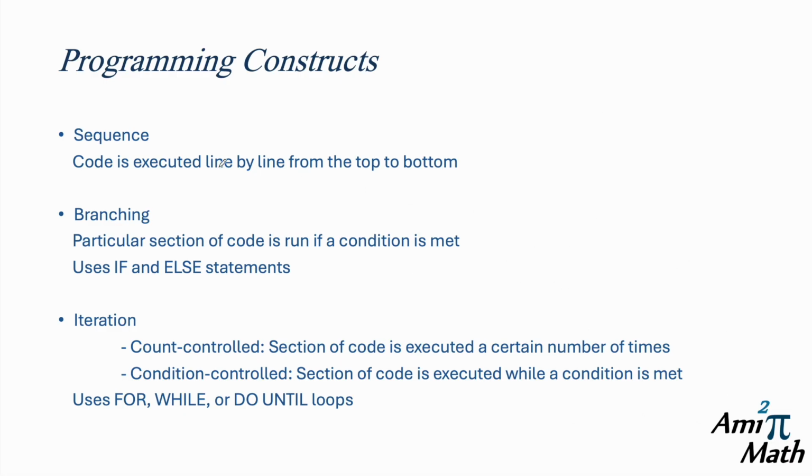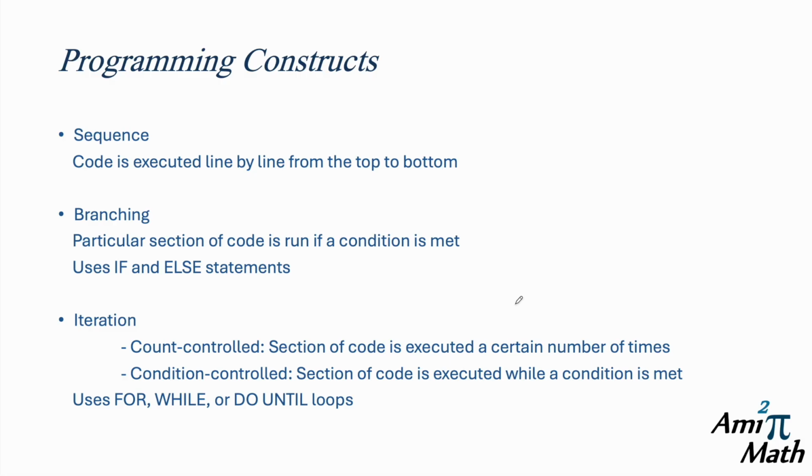We have sequence, which is when code is executed line by line from the top to the bottom. And sequence is important because obviously sometimes in your code the order or sequence of the lines matters, and a different sequence could really affect the result and the logic.